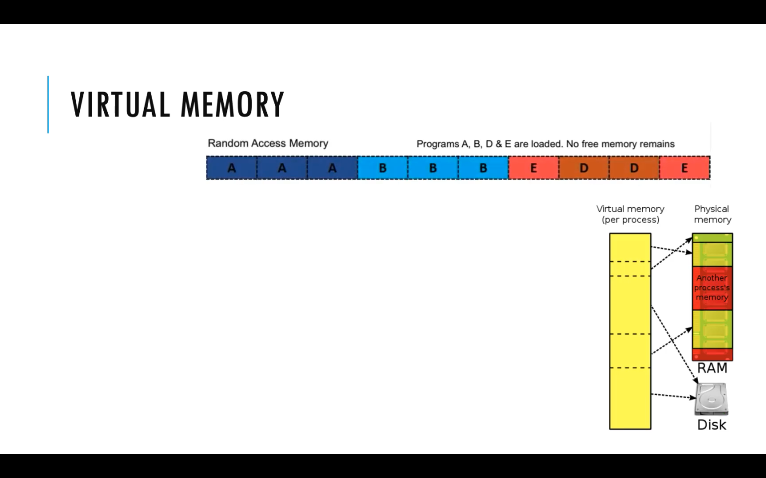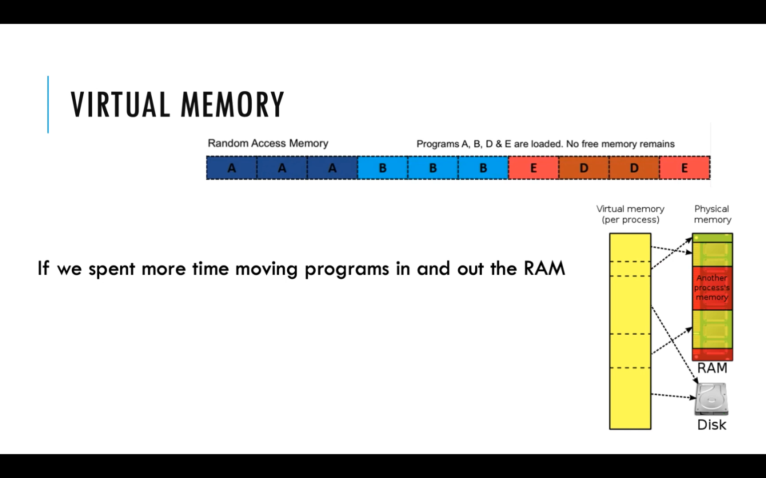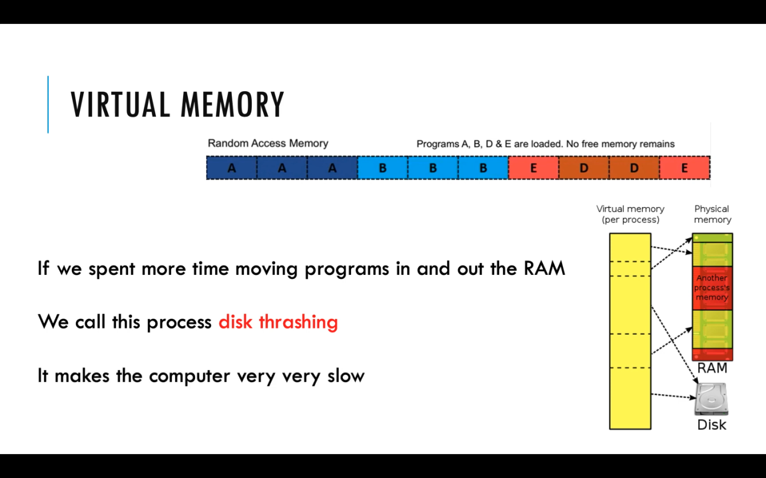Now, this is incredibly slow, and it's something that you don't tend to do unless absolutely necessary. And if we spend more time moving programs in and out of RAM, we call this disk thrashing. And it makes the computer very, very slow. And that's why we tend to try and avoid it.